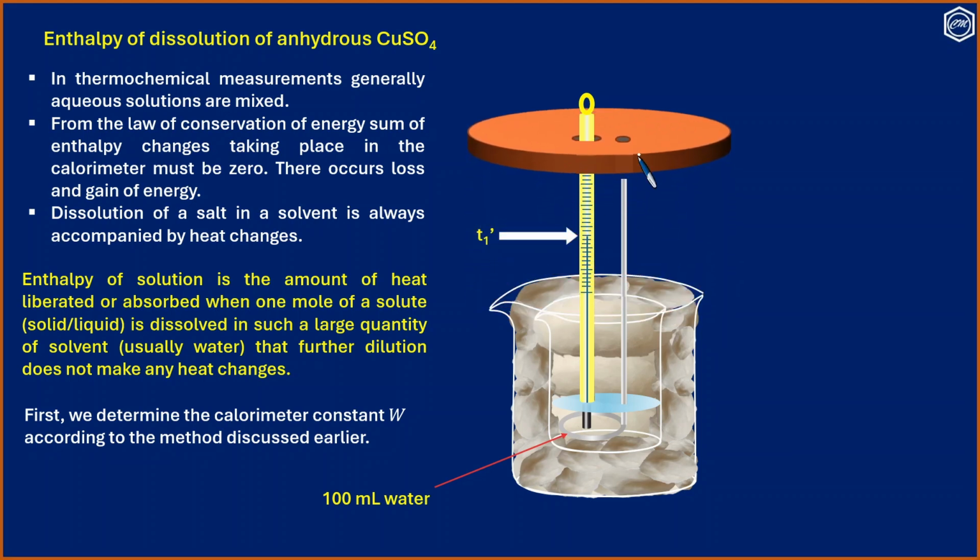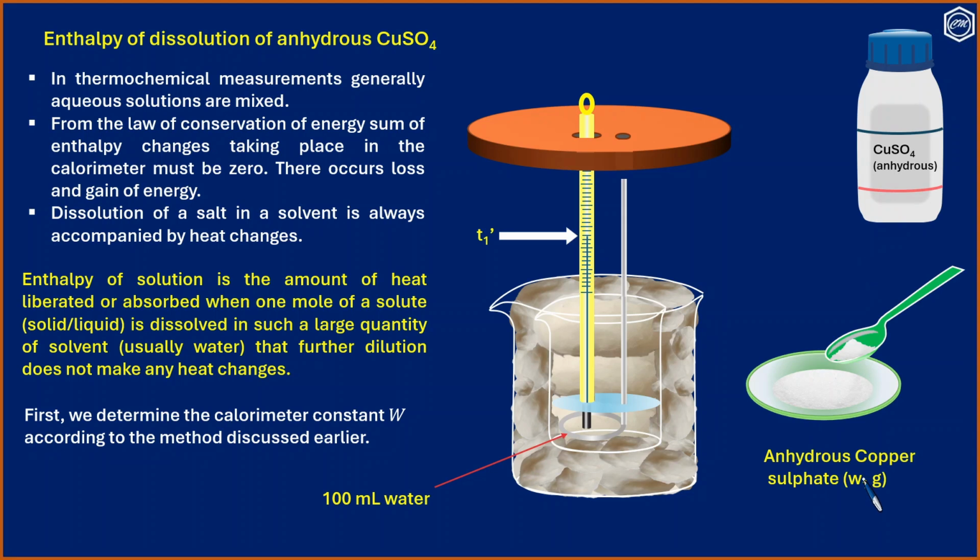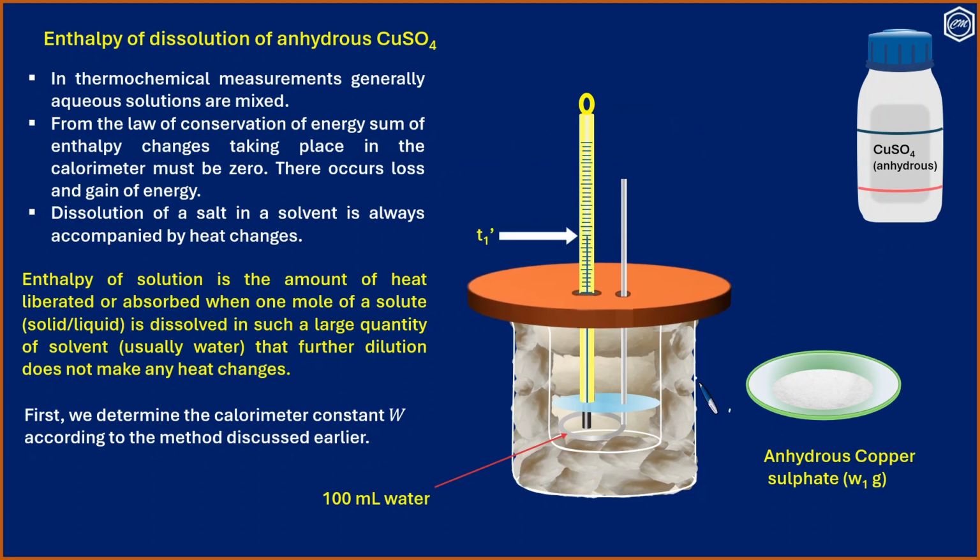Now lift the lid and take some anhydrous copper sulphate, let it be W1 gram, and quickly transfer it into the calorimeter and close the lid of the calorimeter. And now thoroughly mix the solution by moving the stirrer up and down. The temperature rises and note down the maximum temperature attained.